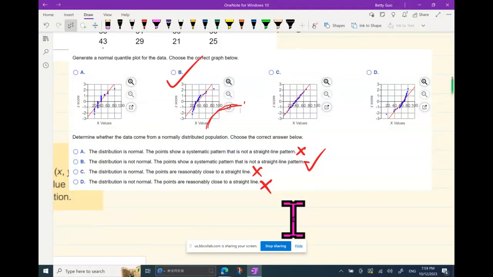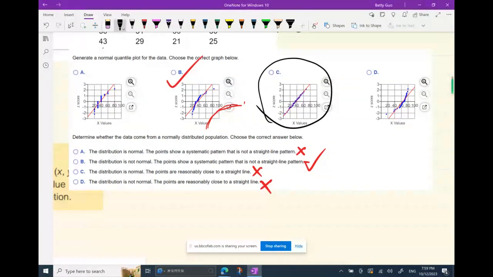This one, C, if after we enter the values we got this, then I would say yes, it's normal, because those dots are so closely arranged around the straight line, right? Reasonably close to the straight line. The linear pattern is so obvious, but we don't have that. We have a B, and it's not a straight linear pattern. It's not a linear pattern for sure. Did I answer your question?